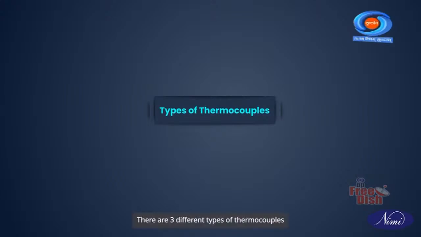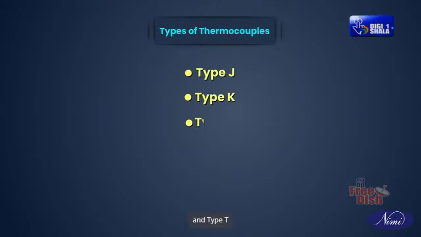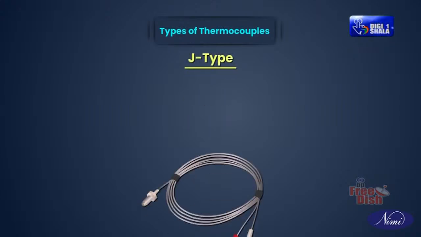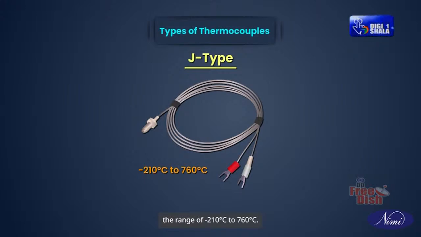There are three different types of thermocouples used in process industries. They are Type J, Type K, and Type T. Type J. Type J thermocouples are commonly used in the range of -210 degrees Celsius to 760 degrees Celsius. They are less corrosion resistant than Type K but have a higher sensitivity.